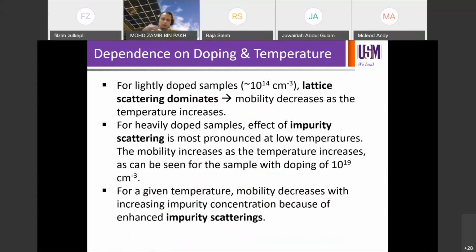So we've discussed the almost straight line. However, when it's heavily doped, the impurity scattering will be more pronounced at low temperature. So the one with the increasing trend, at low temperature, mobility increases as temperature increases. So this is the first part of the curve, the front part with the positive gradient. However, for the high temperature case, lattice scattering dominates and the trend follows the trends for the low doping semiconductors.